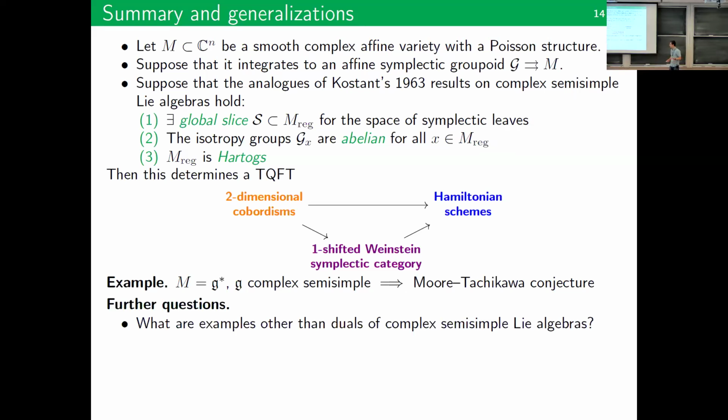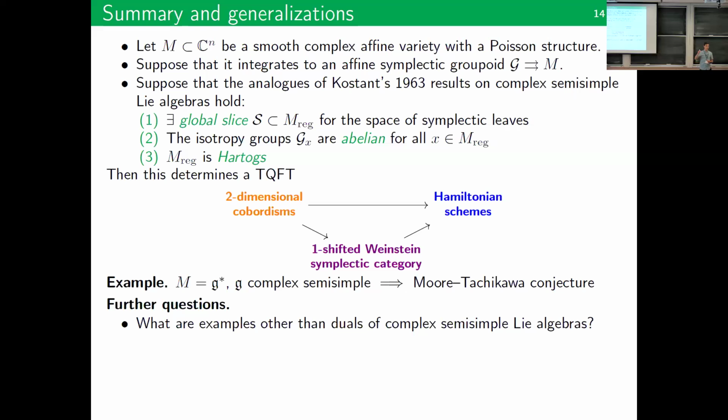Okay, so now there are a couple of questions that are obvious from here. First of all, what are other examples other than duals of complex semi-simple Lie algebras? So other Lie algebras or affine Poisson manifolds which satisfy these three properties. It turns out that the third property is not too bad to formulate, I mean, to find examples. We have many examples of Lie algebras where the regular locus is Hartogs, but the main obstruction is this 1 and 2. And in fact, I should say that 1 and 2 can be made even more general.